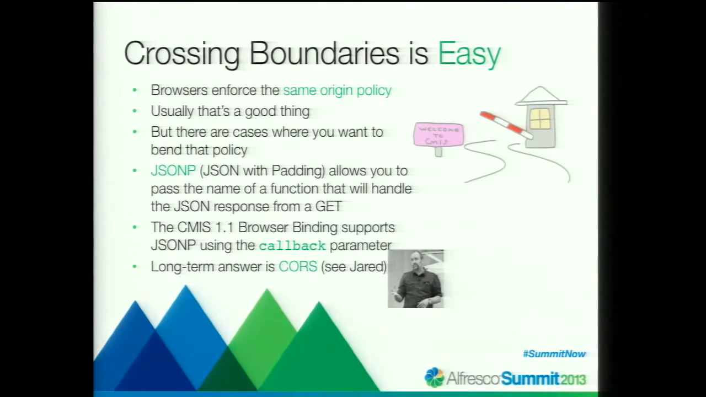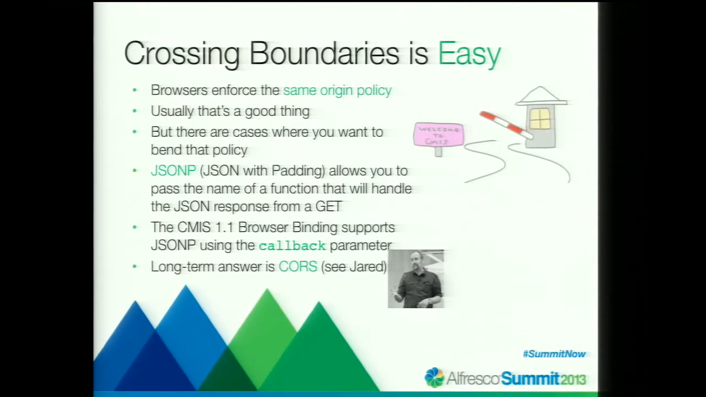Now, another thing that we struggled with in CMIS 1.1 was how do we help the browser user overcome the problem of crossing borders. Browsers enforce the same origin policy, which says that you shouldn't be able to execute JavaScript from a different source than the thing that served you the page. And it's done for good reasons. But there are some cases where you want to bend that rule, where, for example, you might have the CMIS repository on one server you control and the application on the other one. So there might be some reasons why you need to get around that policy. And we wanted to make that easy to do.